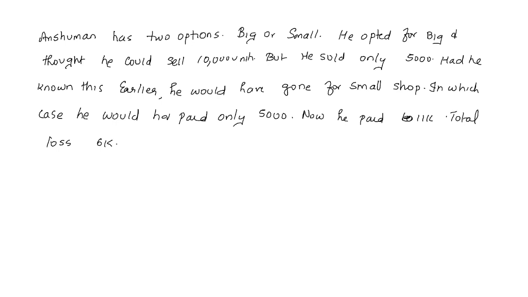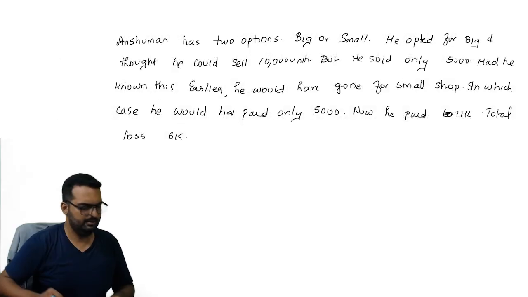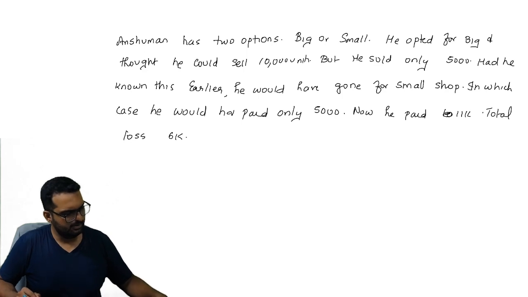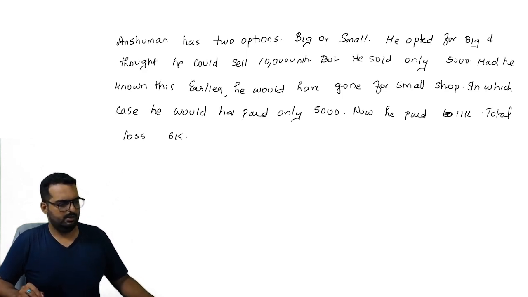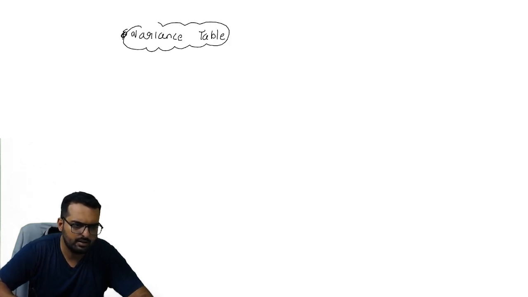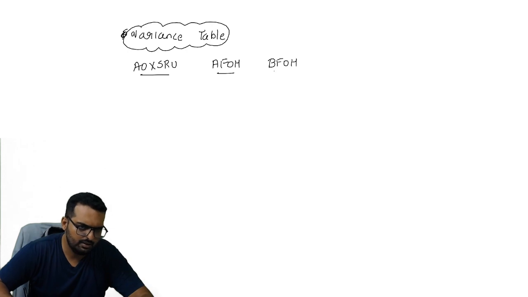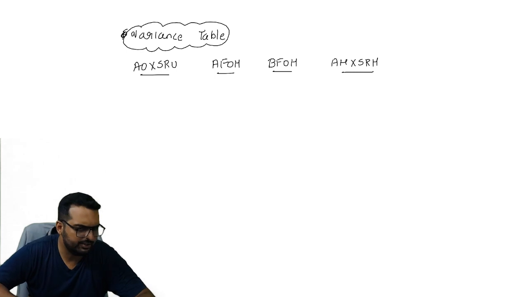Are you all done writing this? All right, friends, I'll go to the next part. Now I'll give you the table format for fixed overhead variance. So I'll draw a variance table. First part will be AO into SRU, AFOH, BFOH, AH into SRH. All right.